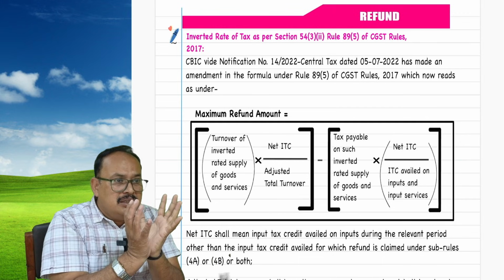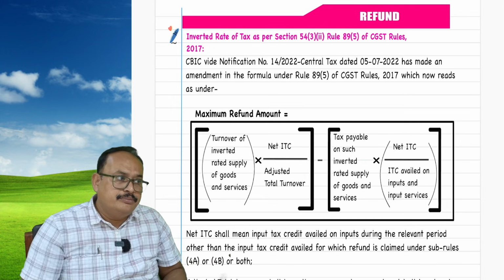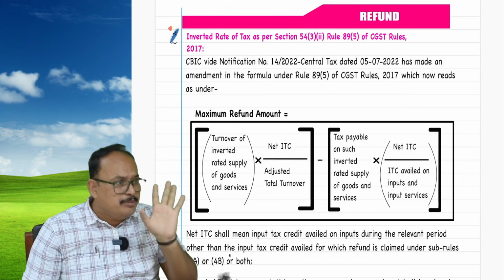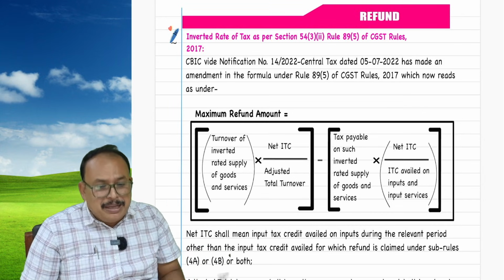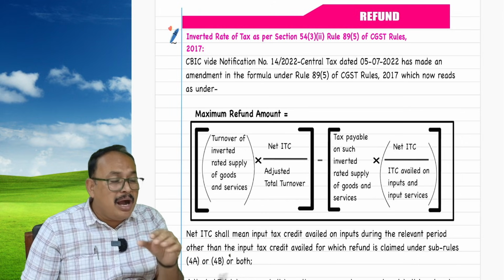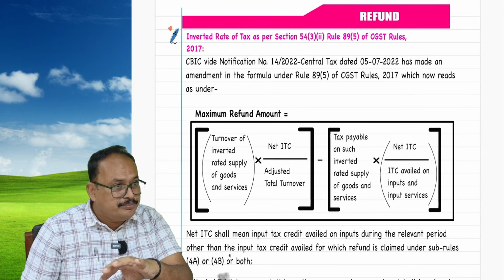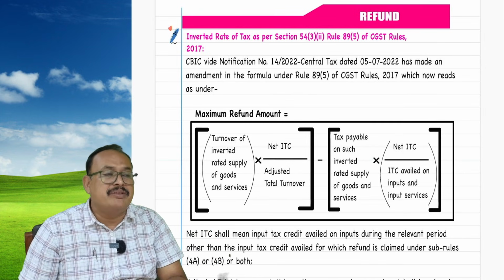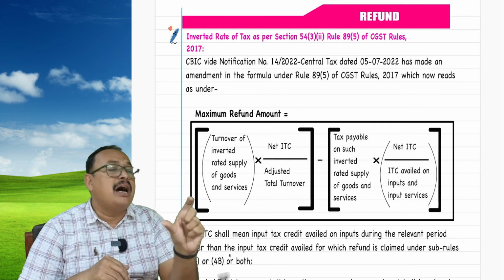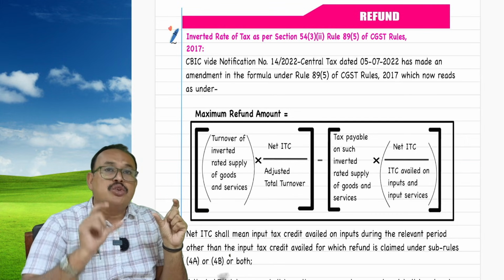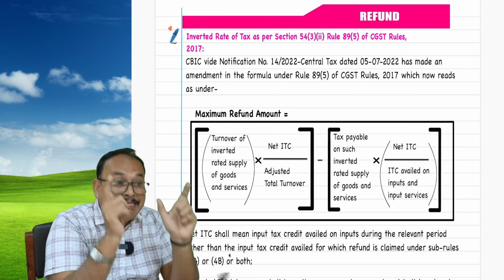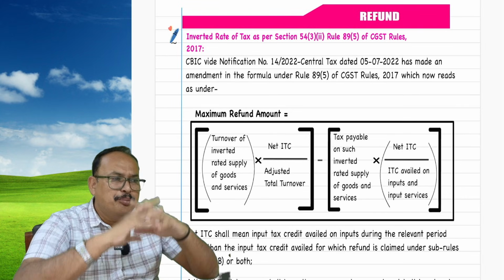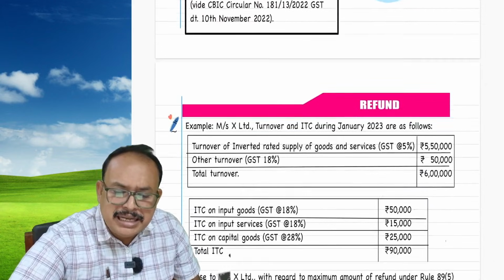From that, the derived value is called A, minus net input tax credit on input goods, which you multiply with tax payable on the inverted duty structure turnover, divided by ITC availed on input services. That value is derived as B. So if A minus B is greater than 0, that amount only is refunded. A simple illustration here will help you understand.